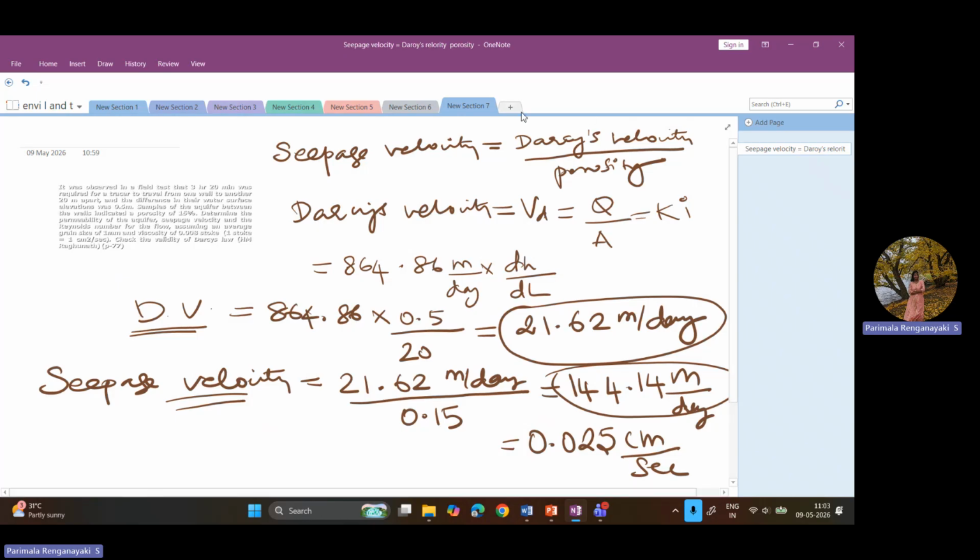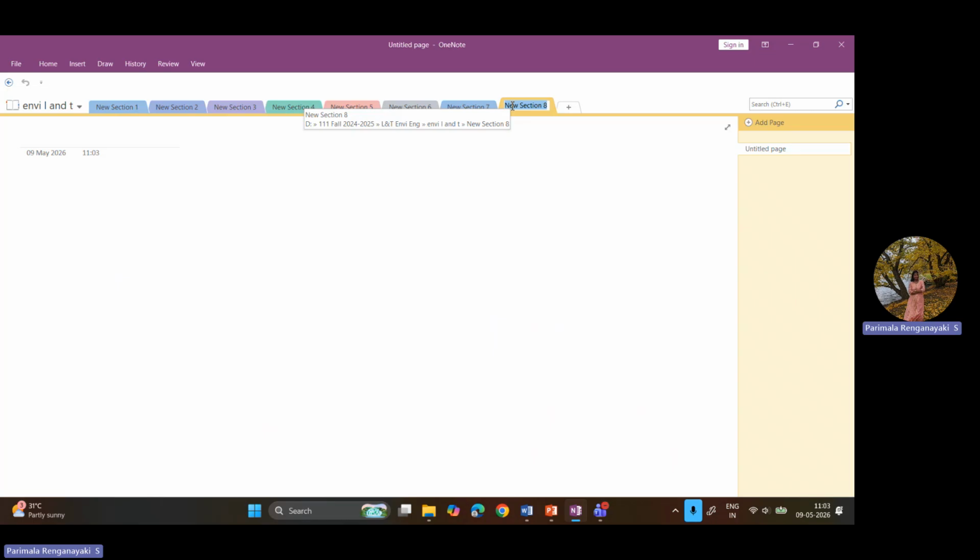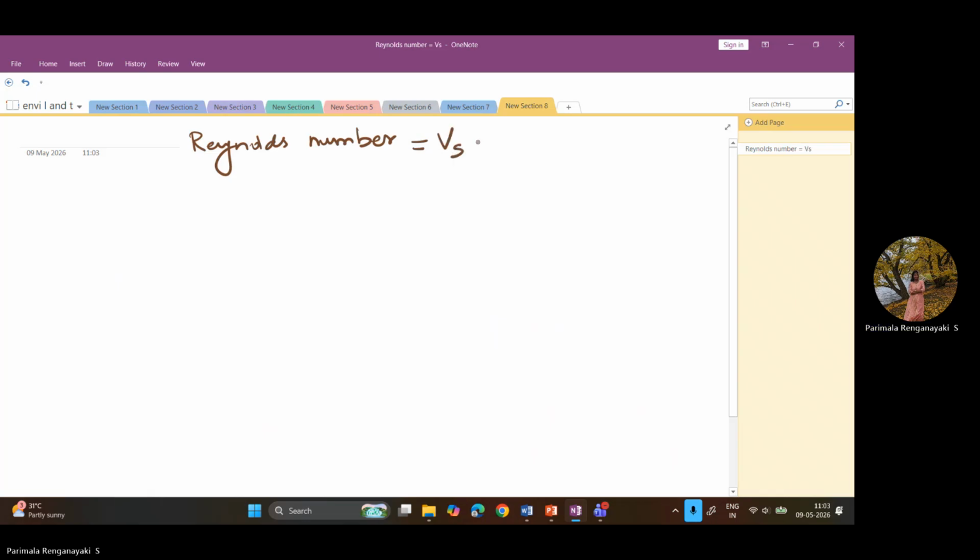So now we are going to use the Reynolds number formula and check whether the Darcy law is valid or not. Reynolds number is seepage velocity into diameter, that is grain size, divided by kinematic viscosity. Okay, so now we know our seepage velocity.